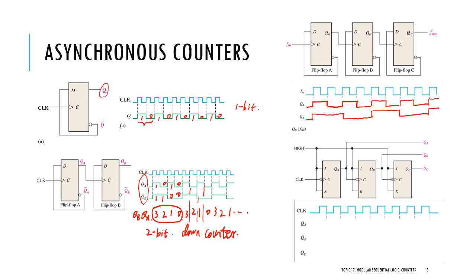And since C is using QB as its clock input, QC can only change value when QB is at the rising edge. The output should look like this. Now again, if we write down the decimal value using QC as the MSB, we get 7.